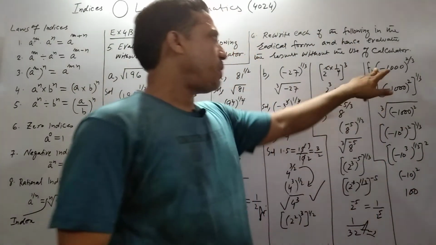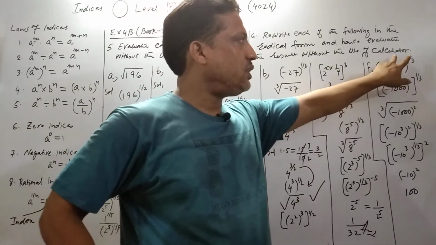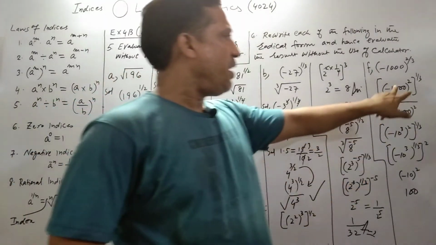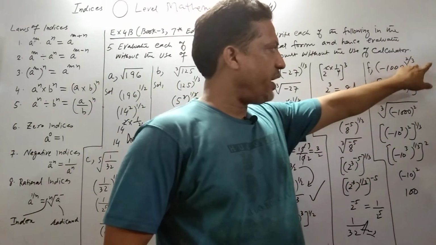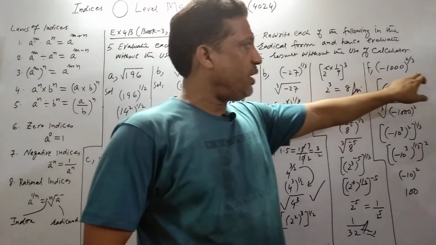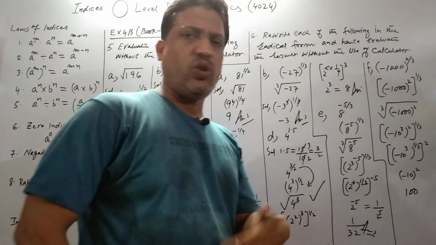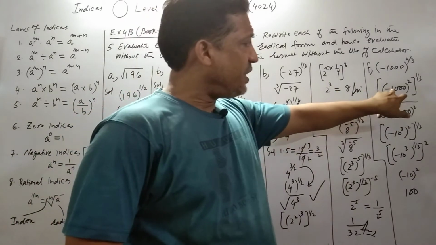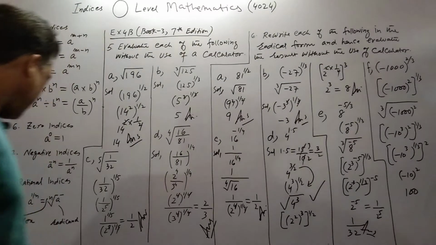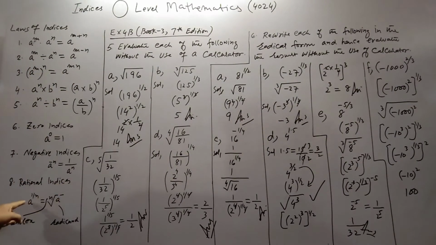Okay, last part, F. Minus 1000 to the power 2 upon 3. It's very easy. First write minus 1000 to the power 2 upon 3 as minus 1000 squared, into 1 upon 3, because 2 into 1 upon 3 is again 2 upon 3. So no problem. This is minus 1000 squared, and this is 1 upon 3. Apply rational indices. If you see a to the power 1 upon n, you can write this as the nth root of a.